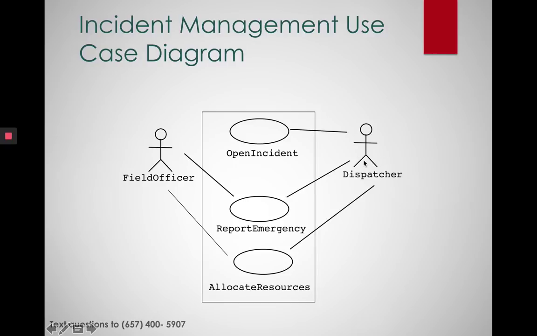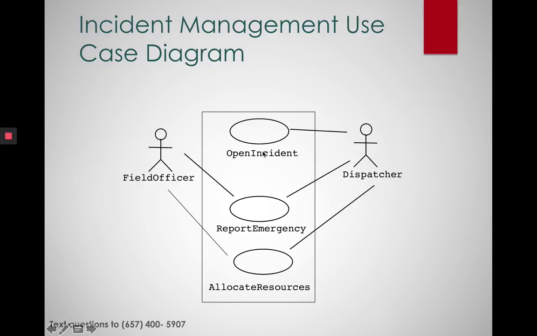The dispatcher is back in the police station or wherever, and can allocate resources for some kind of emergency. Let's say that an officer is in some public place and all of a sudden there's a gunman, so they need to request backup. They use the system to report the emergency. The dispatcher receives that report, opens an incident, and can allocate resources, like sending backup to the field officer. So both actors are involved in these two use cases, but not in the open incident one. Only the dispatcher opens the incident.